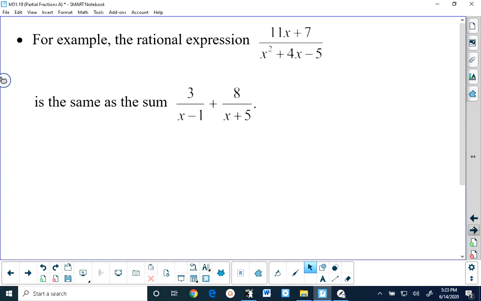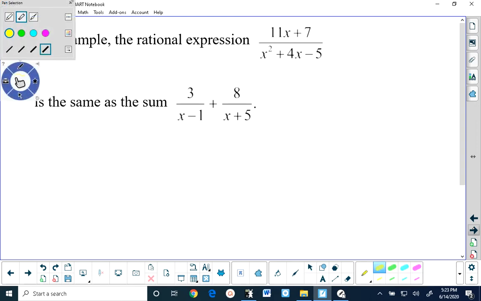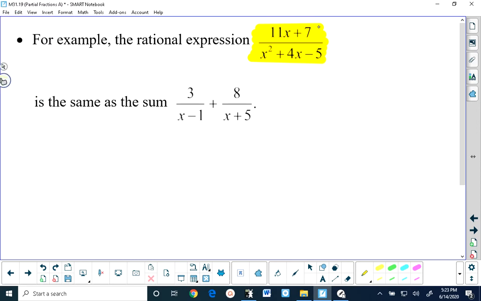I do want you to notice something about this rational expression. This rational expression has a linear polynomial in the numerator, which means the degree of the numerator is 1. And the denominator is quadratic, which means the degree of the denominator is 2. And that means that the degree in the numerator is smaller than the degree in the denominator. I also want you to notice that x² + 4x − 5 is factorable into 2 linear factors. So this is the type of rational expression we are learning how to integrate today.